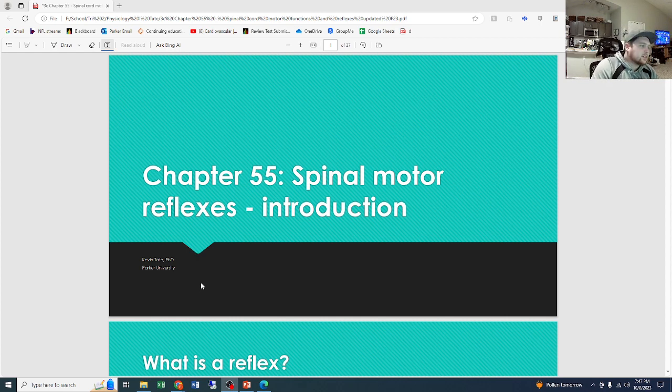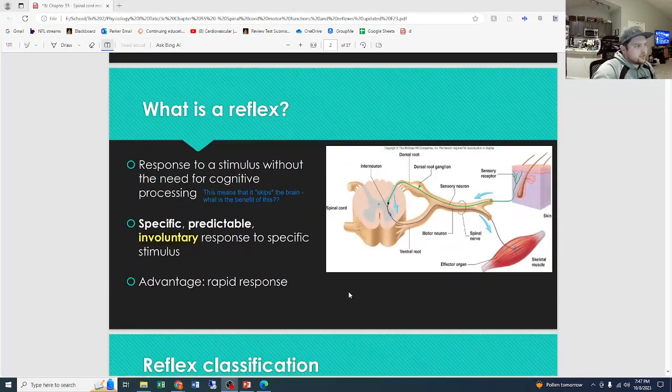Okay, this is actually a really, really cool concept, and you'll learn more about this when you get into neurology, neuroanatomy, and also clinical neurology. In those two courses, you'll talk a bit more about these reflexes, the pathways that they take, and why these things work. So first things first, what is a reflex?